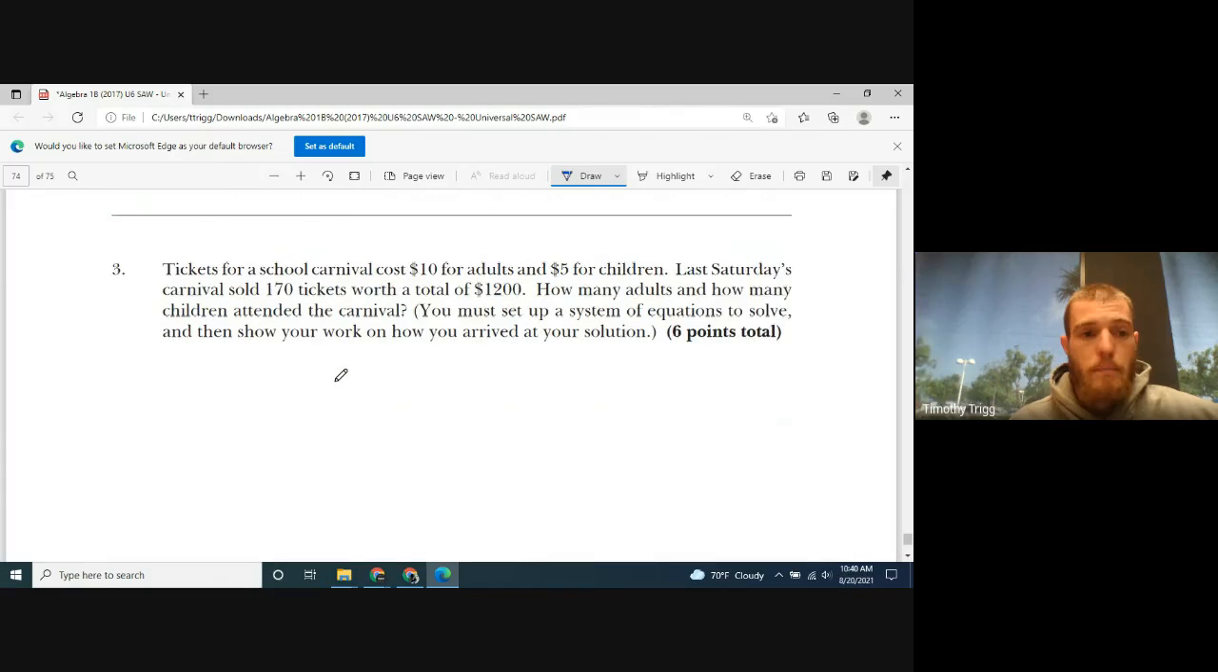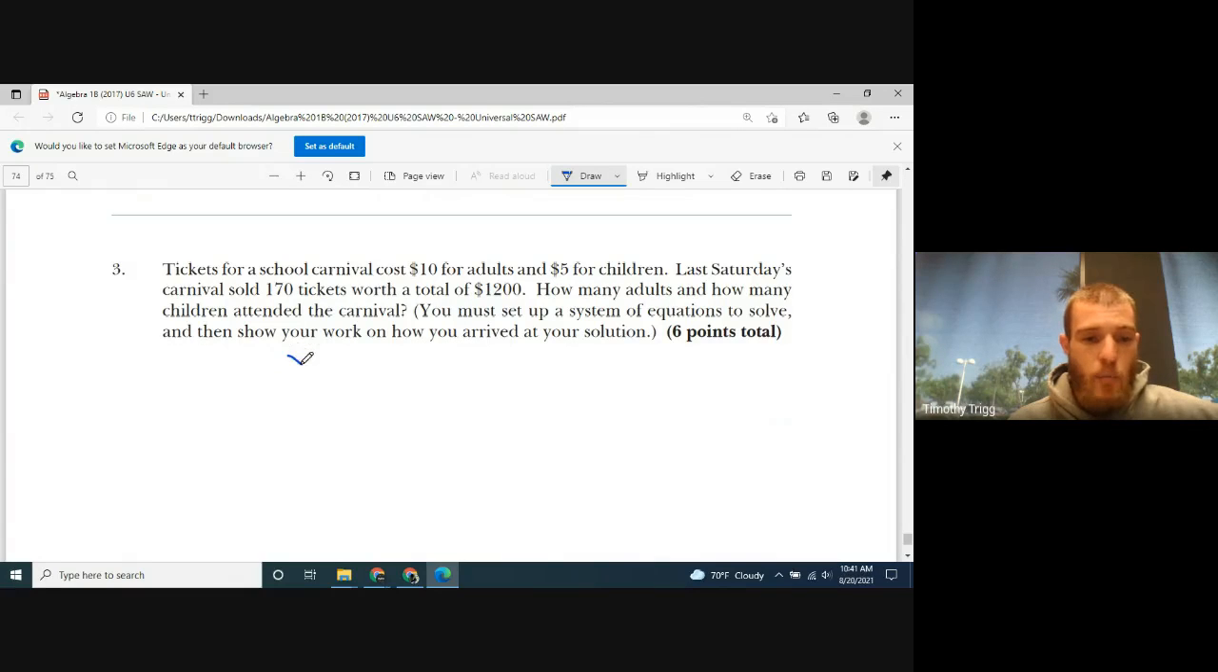Okay, question 3. Tickets for a school carnival cost $10 for adults and $5 for children. Last Saturday's carnival sold 170 tickets worth a total of $1,200. How many adults and how many children attended the carnival? You must set up a system of equations to solve and then show your work and how you arrived at your solution. So we're going to need two variables here.